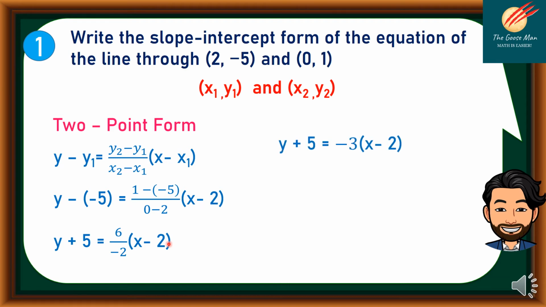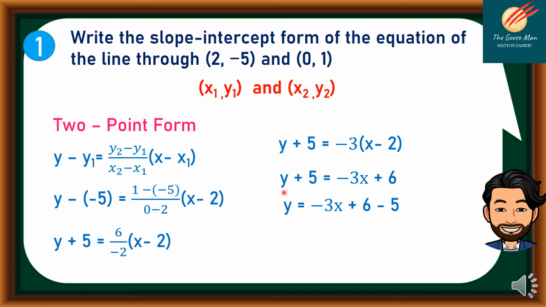Simplifying it further, we have y plus 5 is equal to -3, because 6 divided by -2 is equal to -3, times the expression x minus 2. Now, we will distribute -3, so -3 times x is -3x. Then -3 times -2 will give us positive 6. Since we would like to write this into slope-intercept form, subtract both sides of the equation by 5.